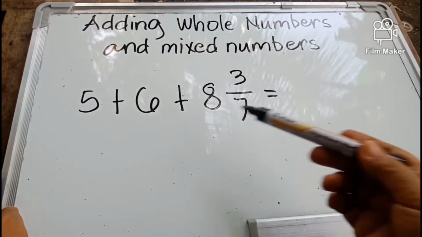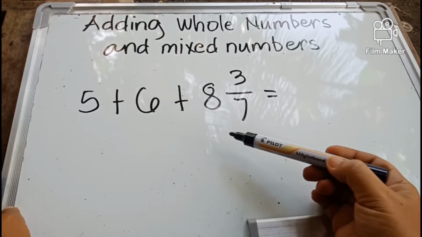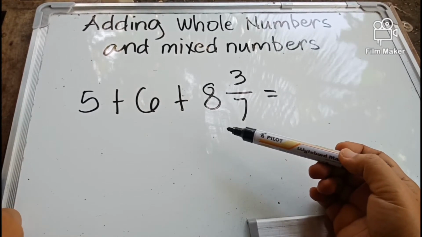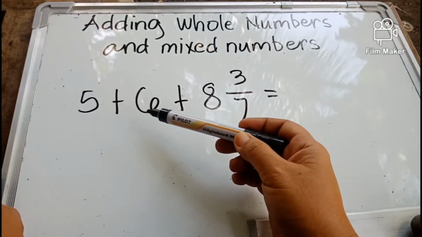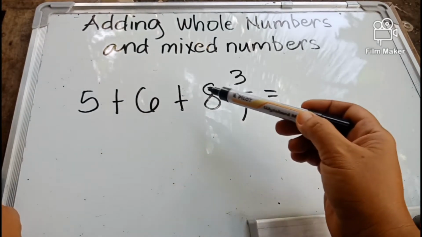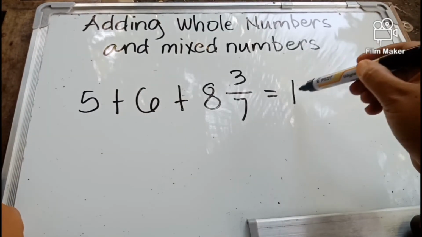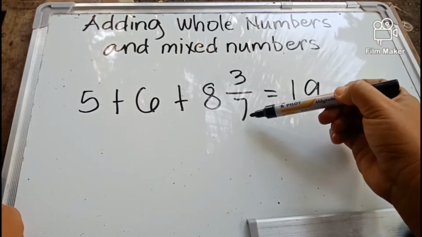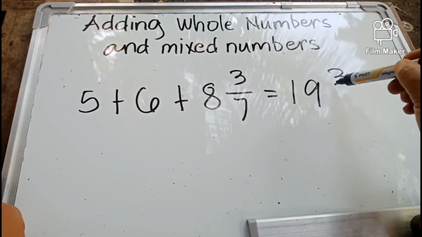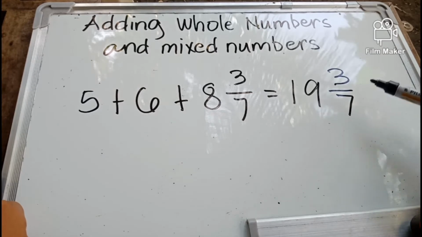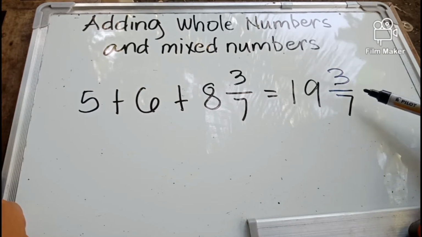Another example of whole numbers and mixed numbers ay first, i-add natin yung ating mga whole numbers. 5 plus 6 is 11, plus 8 is 19. Then, huwag kalimutang kopyahin ang ating fraction. Titingnan mo yung fraction, kung kailangan siyang i-reduce sa lowest term, kailangan mong i-simplify.